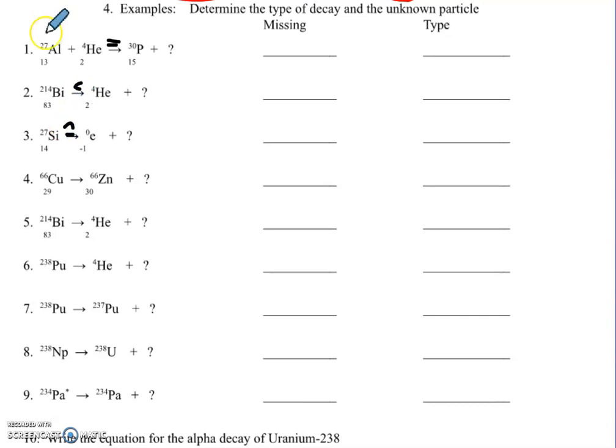Okay, so on my first one, I've got aluminum plus helium. So if we look at 27 and 4, the mass is 31. On the right, the mass is only 30. So what's missing? A mass of 1. Check out the charge. We've got 13 and 2, so that means I've got a charge of 15. On this side, I have a charge of 15, so I don't need to account for any charge. What particle that we've seen has a mass of 1 and a charge of 0? If you said neutron, you're correct. So this would be an example.